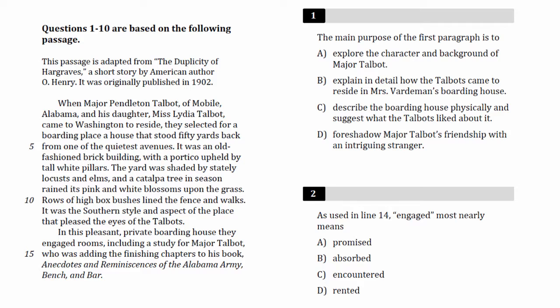So I actually took a peek at the first two questions. And if you look at question number one, it says the main purpose of the first paragraph. So in order to answer this question, we need to read lines 1 through 12, which is the first paragraph. And question number 2 asks about line 14. So the first piece I picked was lines 1 through 17, so I could knock out questions 1 and 2.